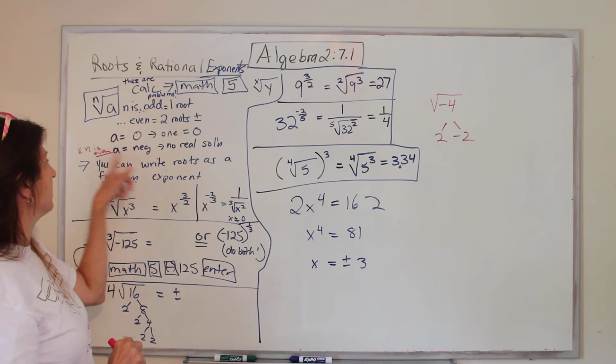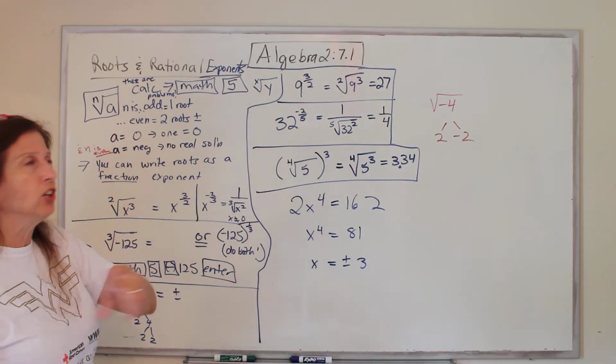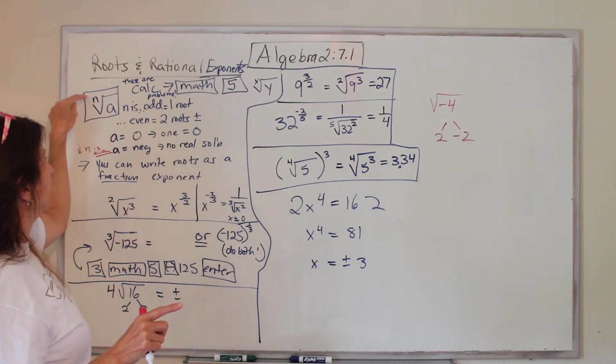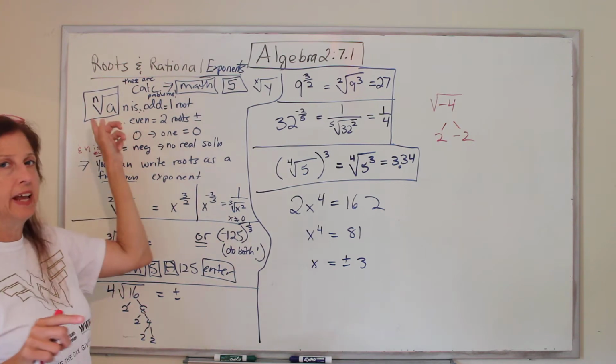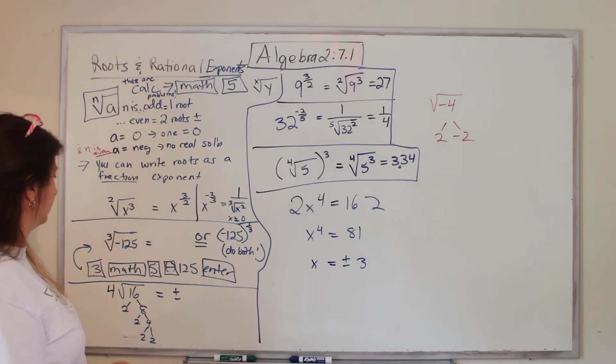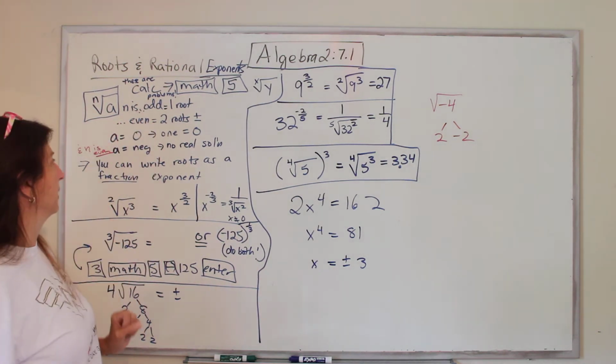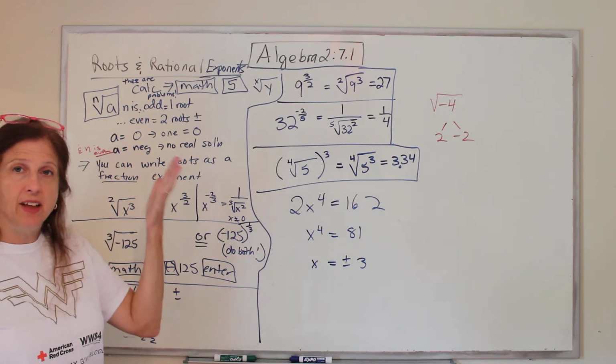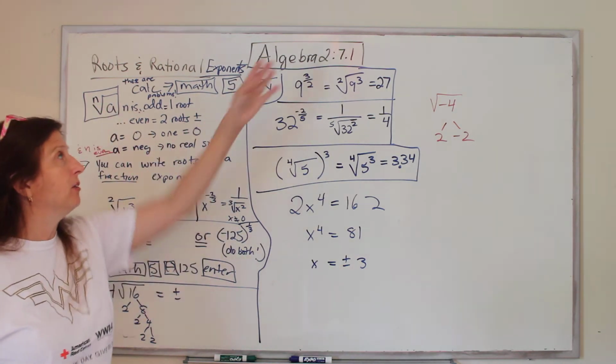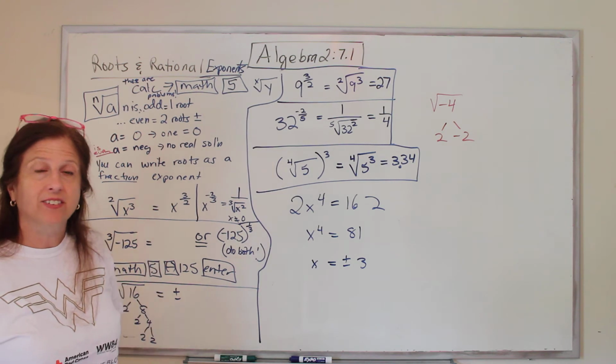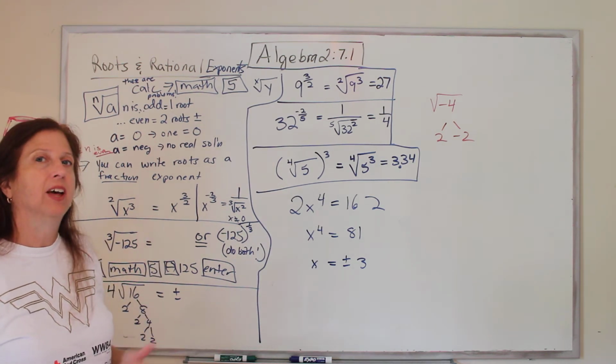Alright, but it's only if it's even. You can do odd, if n is odd, a can be negative. We have an example right there that we're going to do. Alright, and then this is the other big idea with this. This is a brand new Algebra 2 idea. Yay! This is fun. This is fancy math, and it's easy.